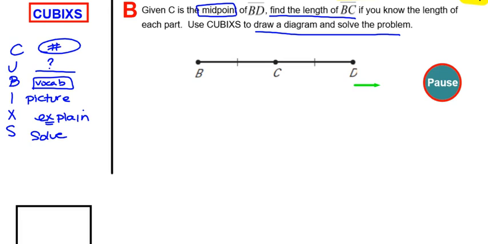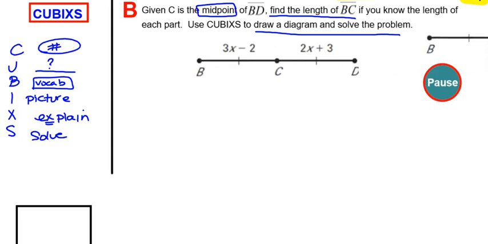Then we have to find some values here. In this case, we don't have any numbers. So now I need to give you some extra numbers. To this picture, I would like you to add these values. These are the numbers that we would be circling for this problem. BC is 3x minus 2, and CD is 2x plus 3. Write those on your paper.